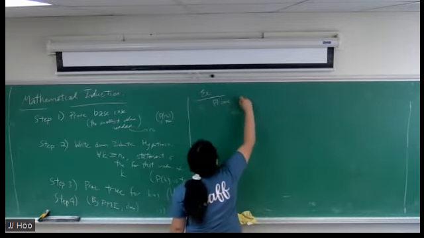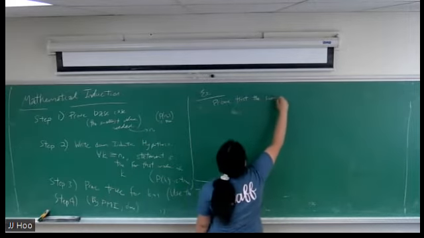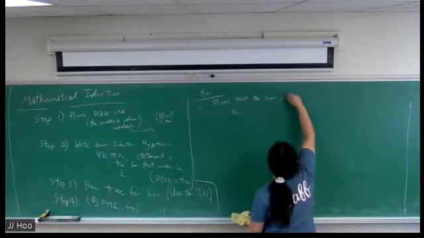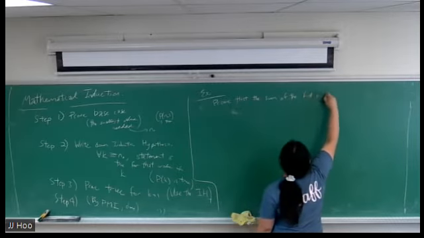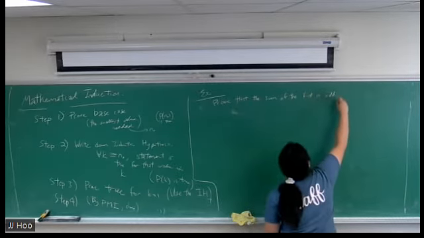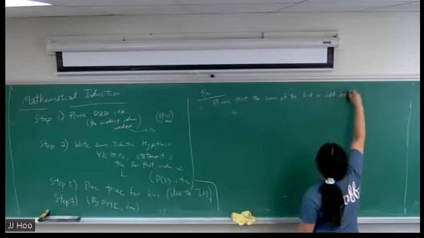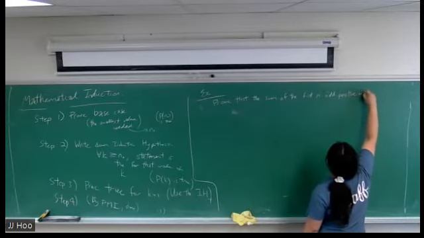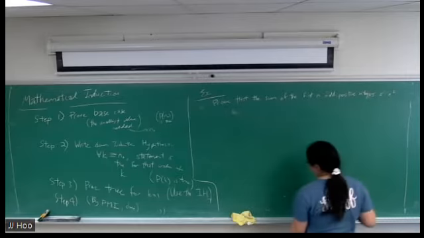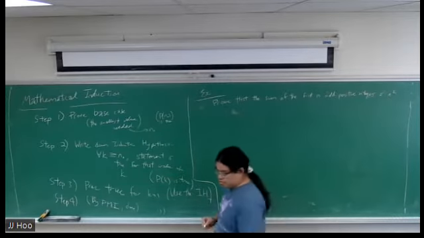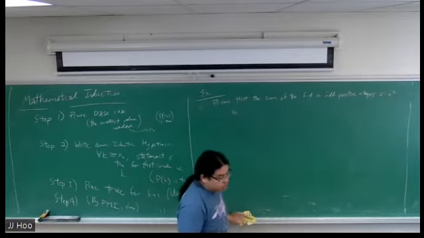Prove that the sum of the first n odd positive integers is n squared, right? And maybe usually before you even start, maybe you see why it's true, right?